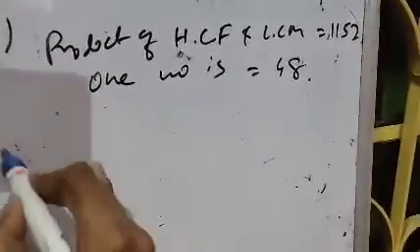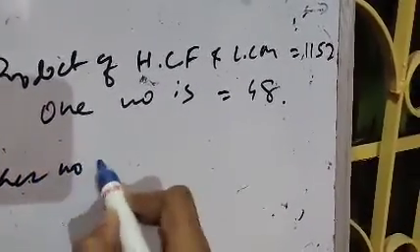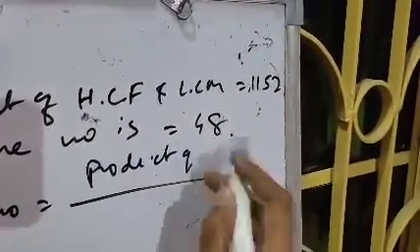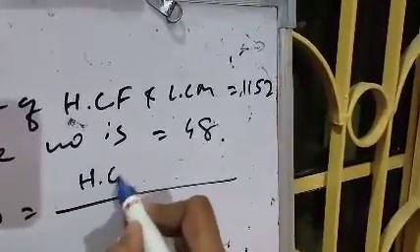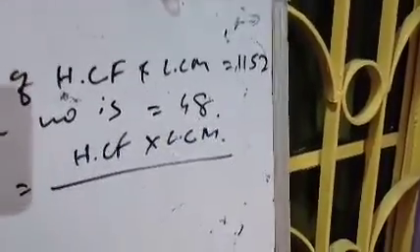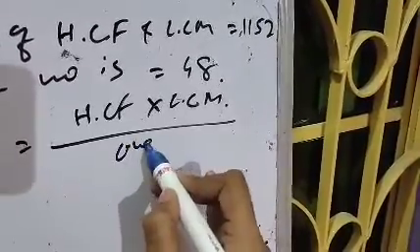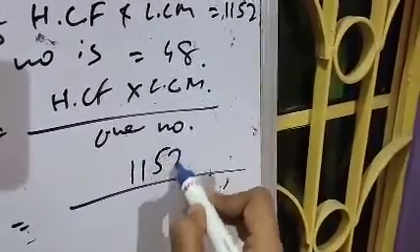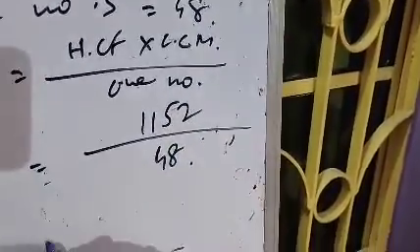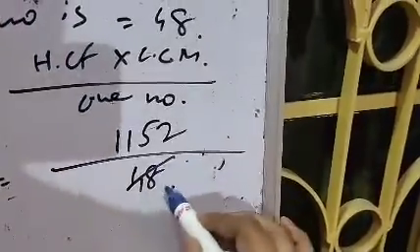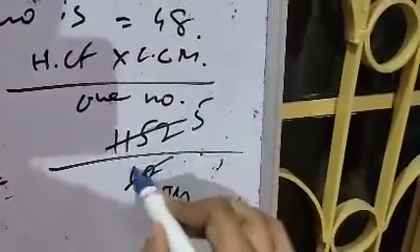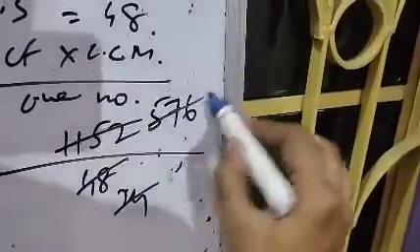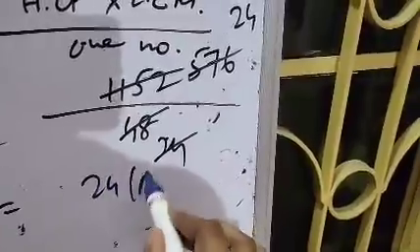Clear? So there is a formula: the other number equals the product of HCF and LCM divided by the one number. The product of HCF and LCM is given as 1152, and one number is 48. Now just divide. 2 24s, 2 5s are 10, 1 5, 6, 24. So your answer will be 24.